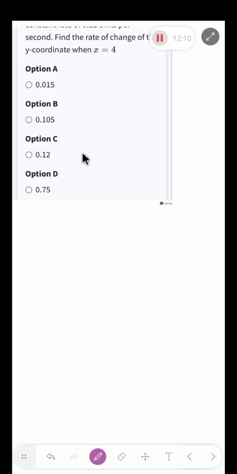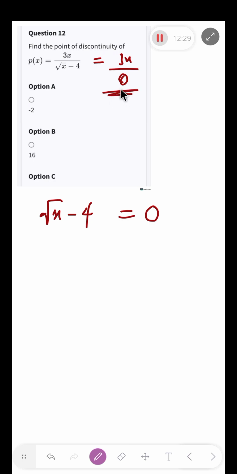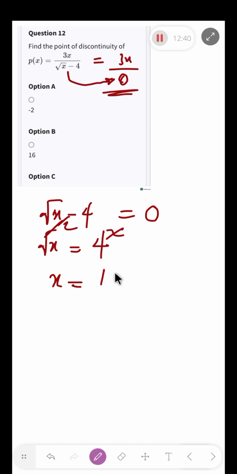The next question says, find the point of discontinuity of p of x equals 3x over root x minus 4. The point of discontinuity is actually when the denominator is equal to what? 0. When it is undefined. When this down part is undefined, that means when this is equal to 0. Then you have root x equals 4. When you square both sides, you know what to do. Then x equals 4 squared, and that is what? 16. Option B is correct.